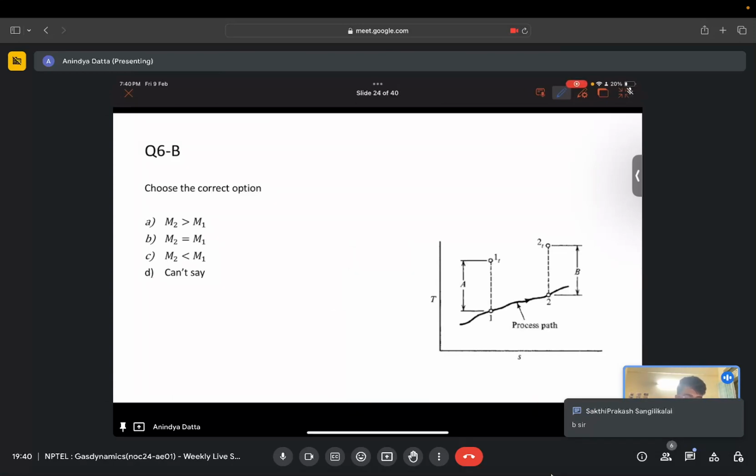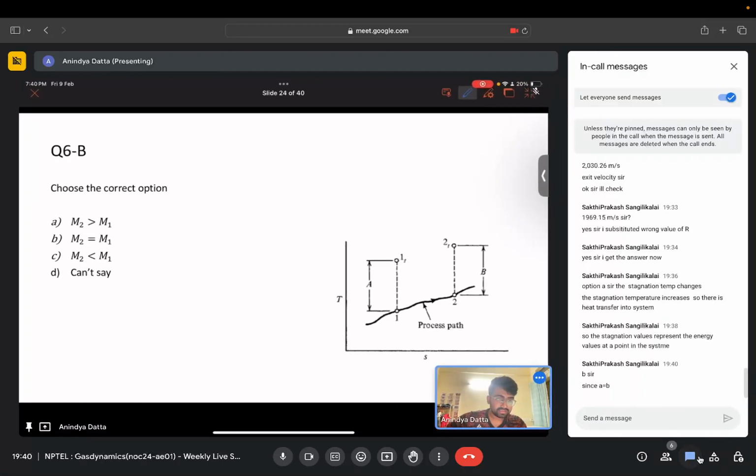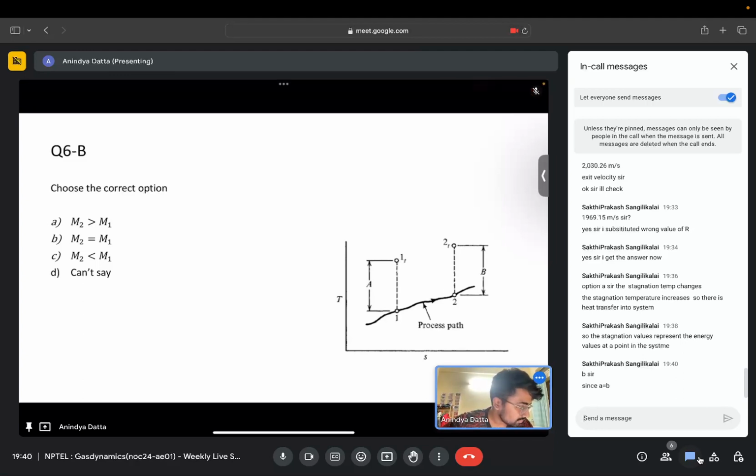M2 is equal to M1. No, it's not right. What does A equals to B represent? Okay, what is A? So again let me write this.